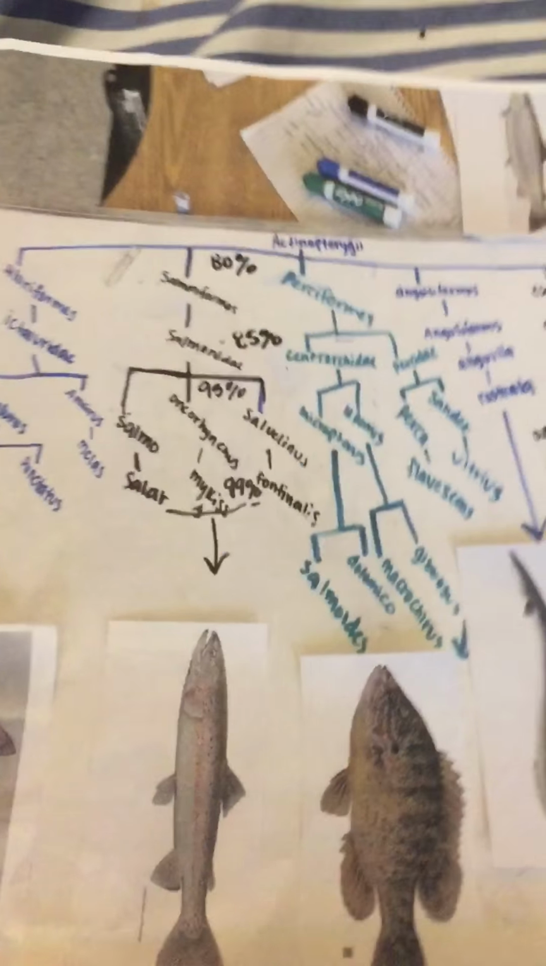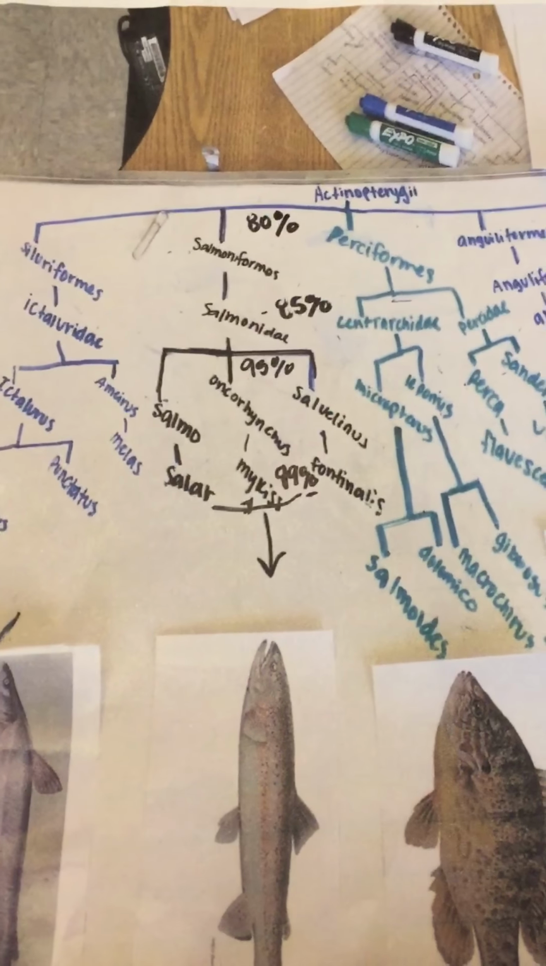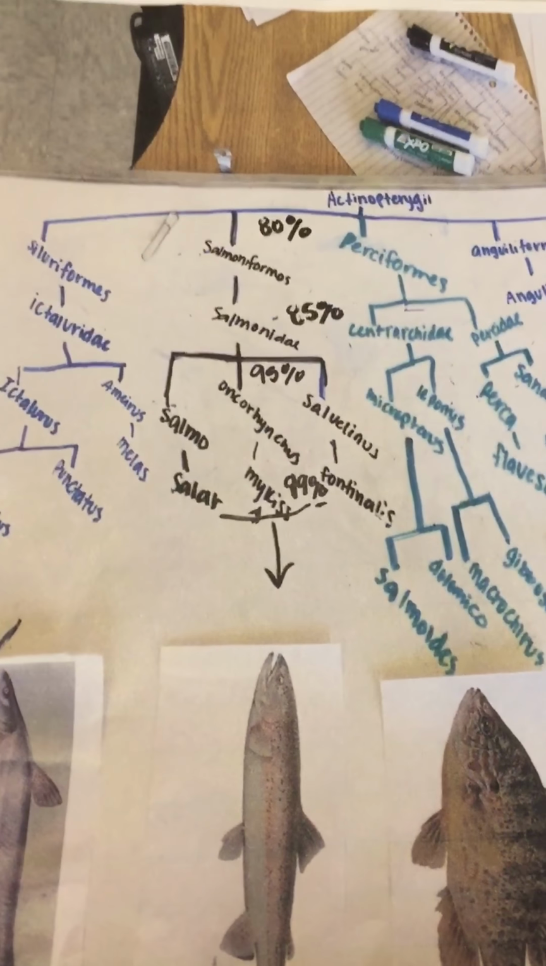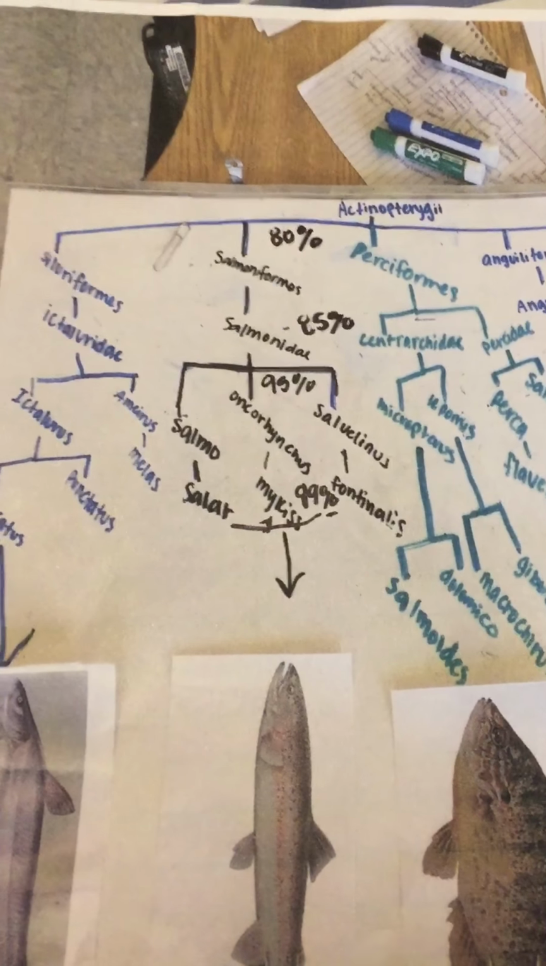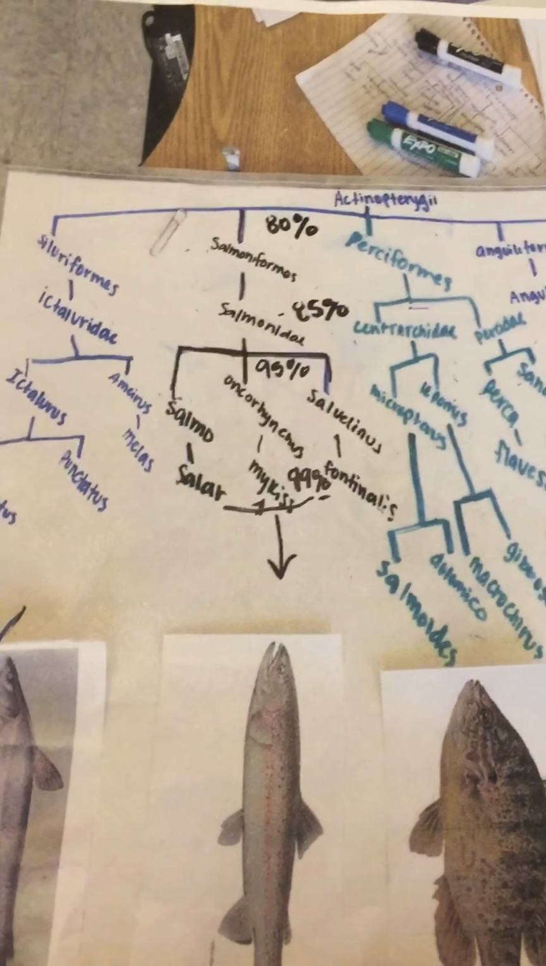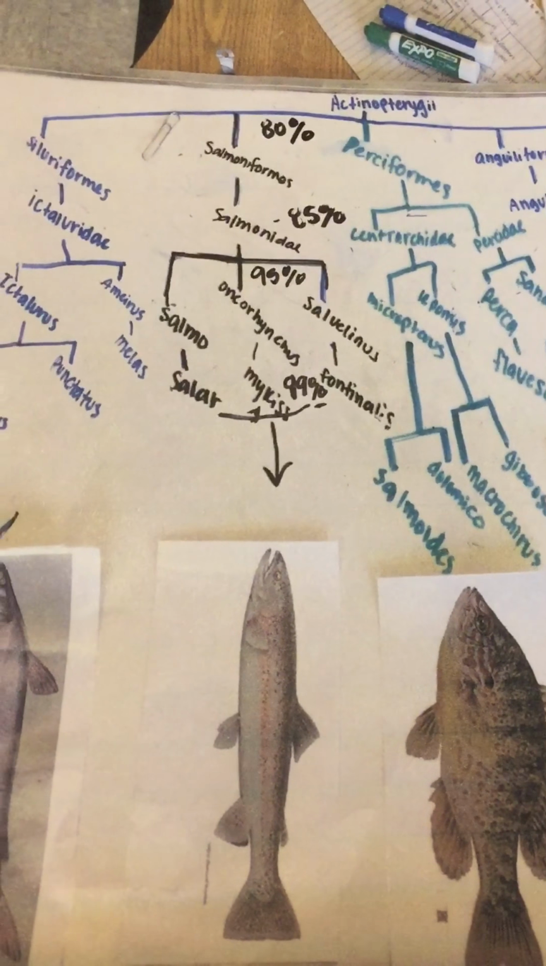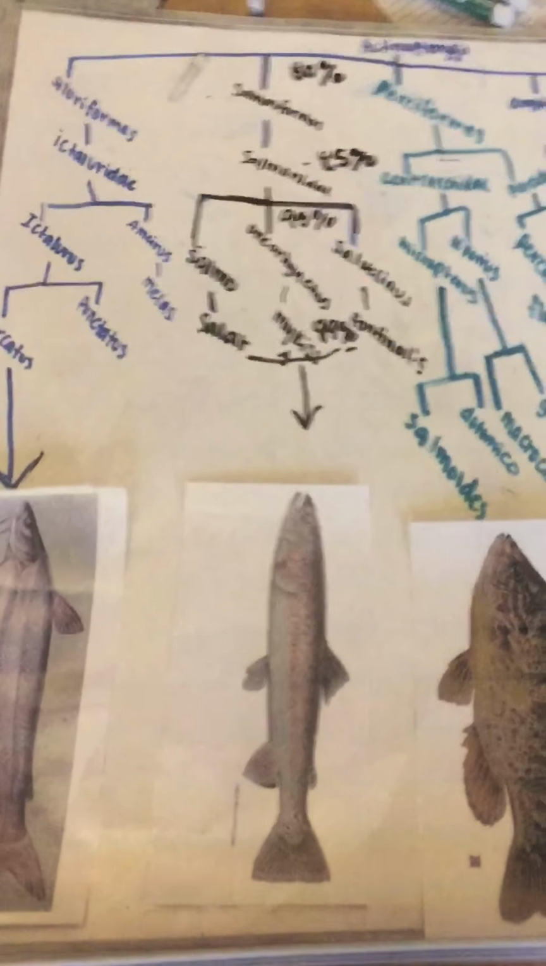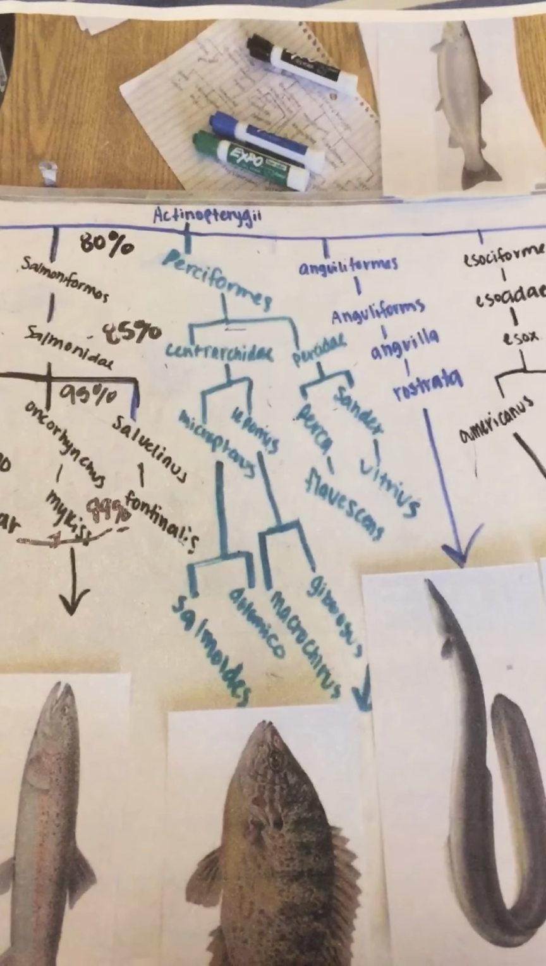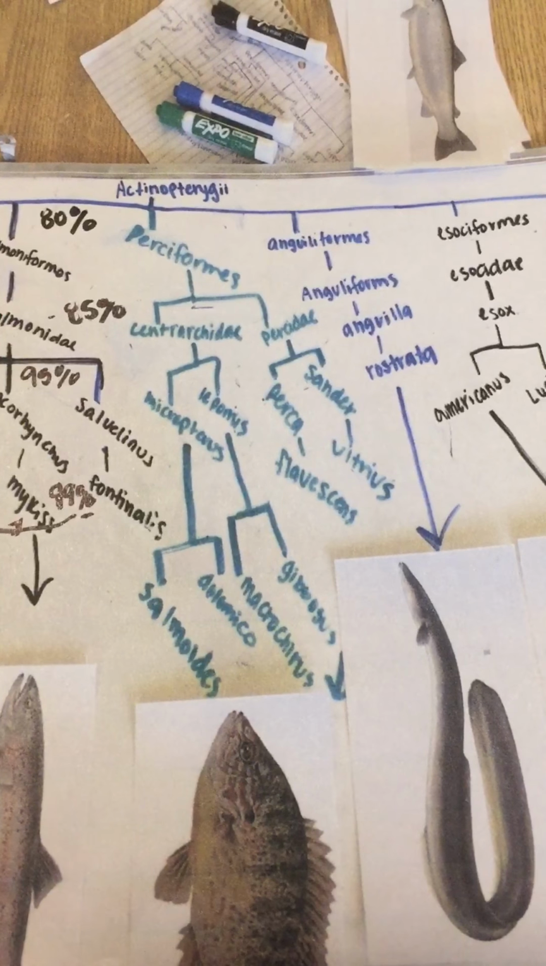Then we move to the order Salmoniformes, and the derived characteristic that separates them is the fact that they are anadromous and only come back to rivers to reproduce. Then we get to the family Salmonidae and the genus Oncorhynchus, then the species mykiss, which is known as the rainbow trout.